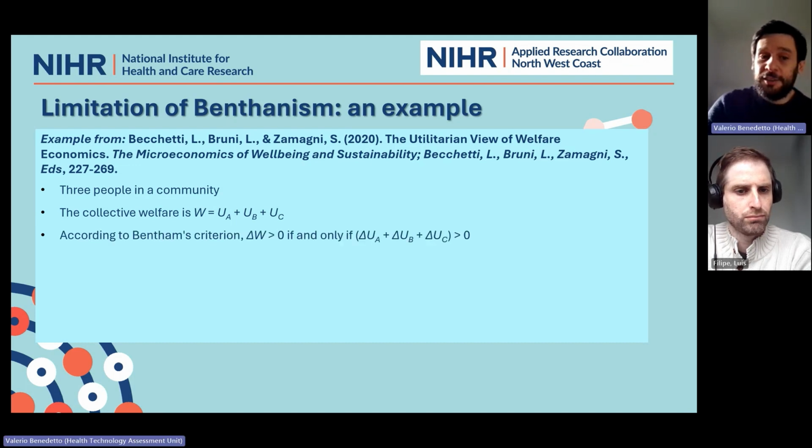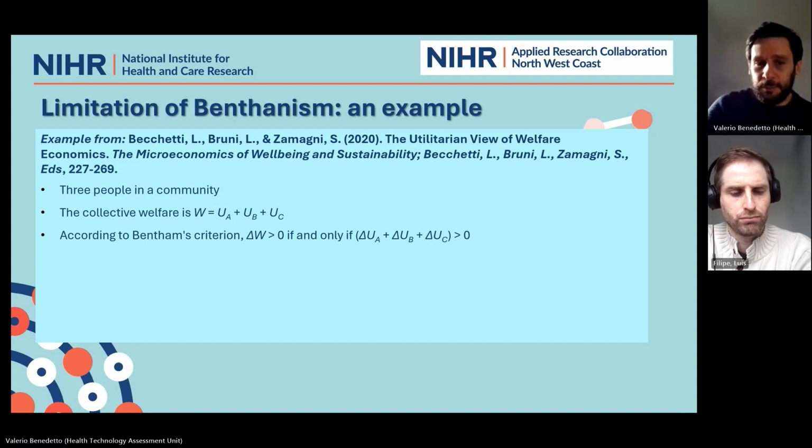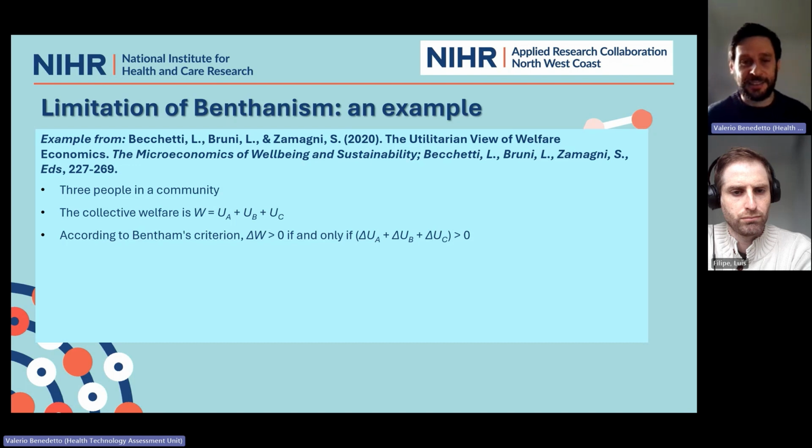Now, according to the Bentham criterion, we can see a positive change in welfare, and the change is expressed by that triangle there, which is the Greek letter delta. So we see a positive change in welfare if and only if the sum of the changes in the individuals' utilities is greater than 0.